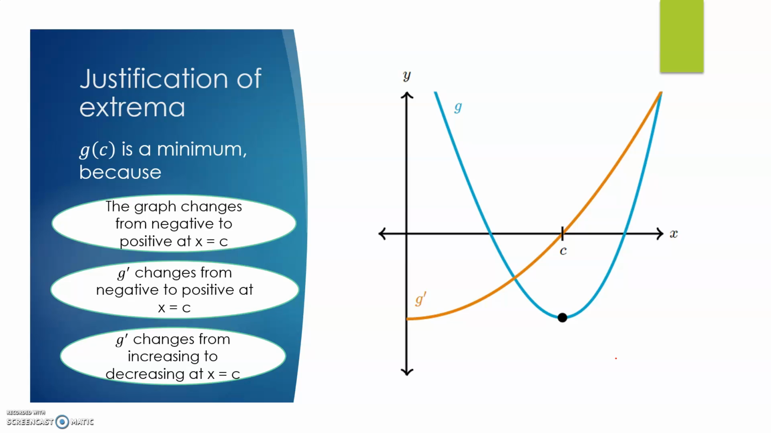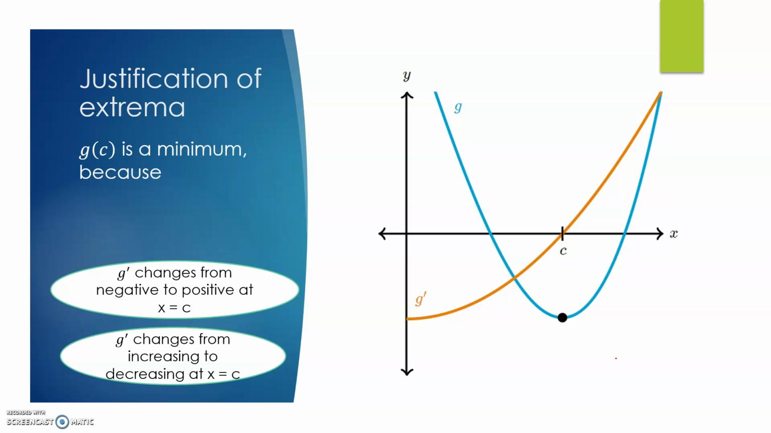One of the things you'll be asked to do in this section is justify extreme values. We've talked about this a little bit, but I want to be very clear that if you are justifying a minimum value, make sure you use careful language. g of c is a minimum because g prime changes from negative to positive. Be careful about using words like the graph or the derivative or it. Make sure you name what's changing from negative to positive. So the graph is not a good answer there.